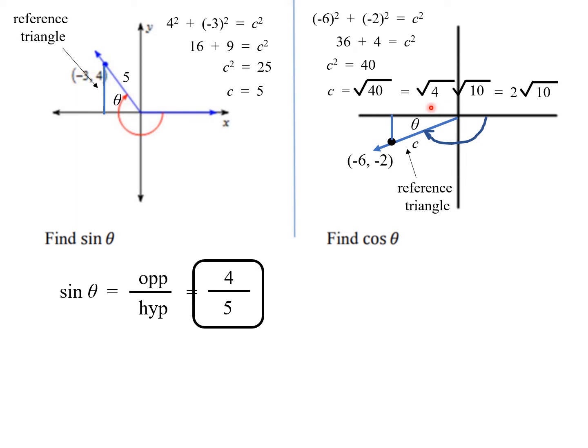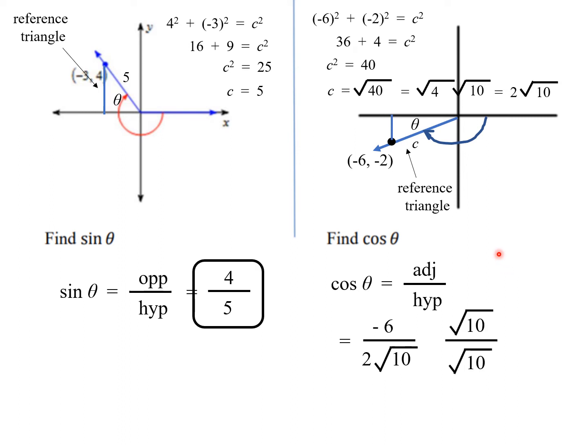And then I want to find the cosine. And the cosine is the adjacent over the hypotenuse. The adjacent is -6. And the hypotenuse is 2 root 10. All right? Now we want to simplify this. Couple things. We could reduce the 6 over 2, and we also don't like to leave roots in the denominator.